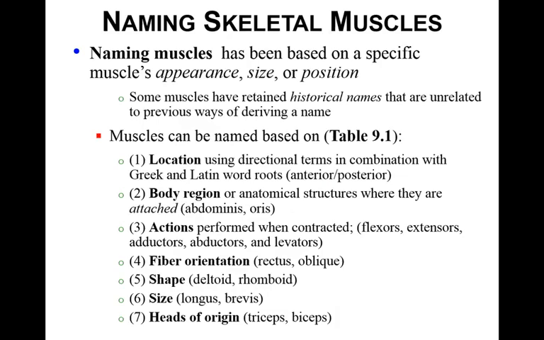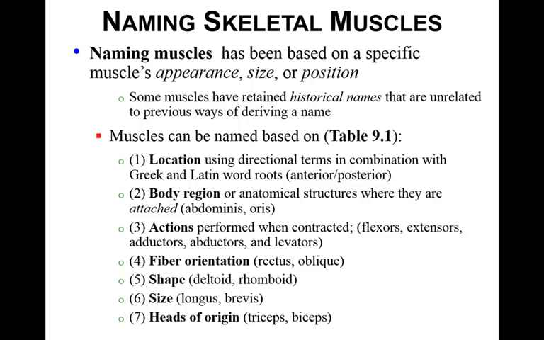Okay, naming muscles. Let's look at this for a second. It's been based on the muscle's appearance, size, or position. Okay, some of these muscles have maintained their historical names and they're unrelated, but most of them, there's basically 7 ways that muscles can be named, and you need to know these 7. The first one is location. Okay, using directional terms, of course in combination with a Greek or Latin word root.